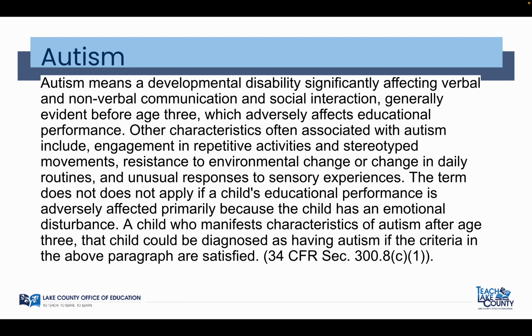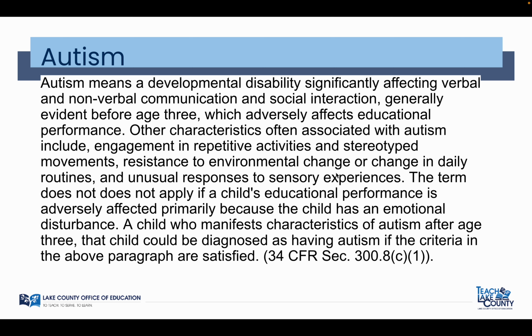A child who manifests characteristics of autism after age 3, that child could be diagnosed as having autism if the criteria in the above paragraph are satisfied. So lots of little legalese there in regards to that. I'm going to reread this one real quick. The term does not apply if a child's educational performance is adversely affected primarily because the child has an emotional disturbance. That's an interestingly worded sentence there.